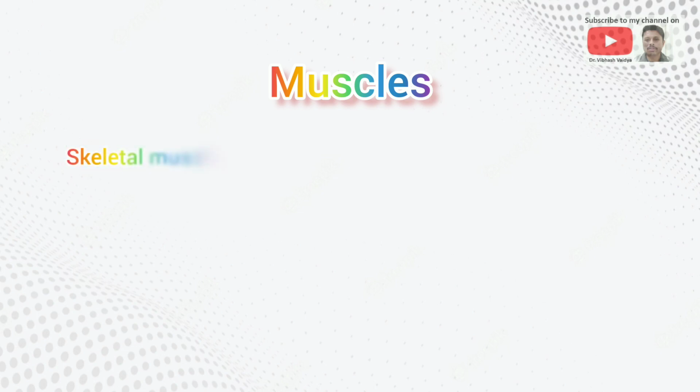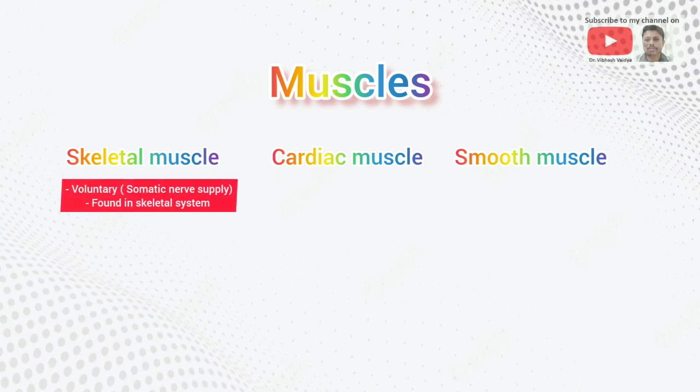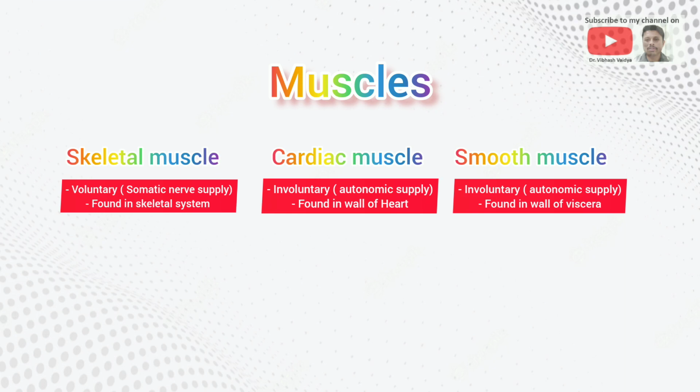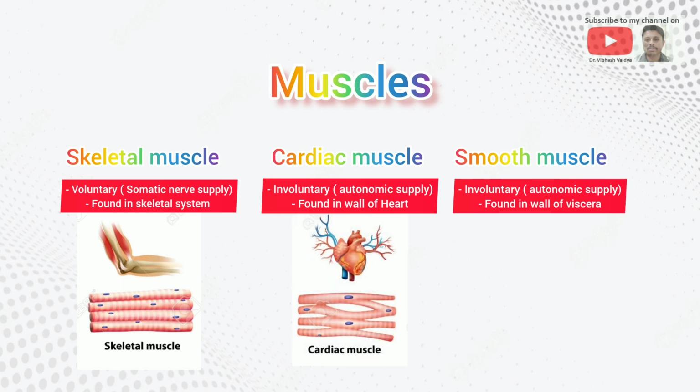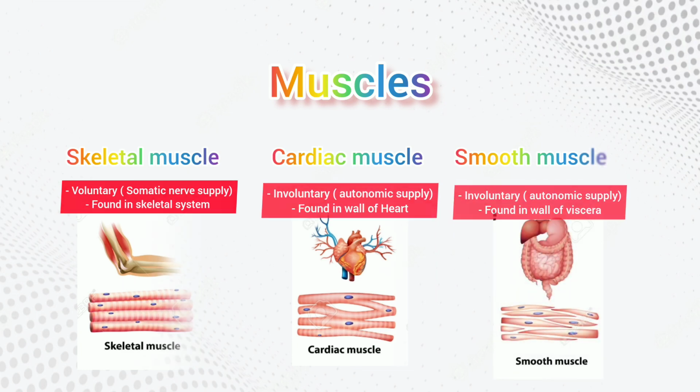As we have already discussed, muscle is subdivided into three types: the skeletal muscles, cardiac muscles, and the smooth muscles. The skeletal muscle is voluntary, and the cardiac and smooth muscles are involuntary. The skeletal muscle is found in the skeletal system, cardiac muscle is found in the wall of the heart, and the smooth muscle is present in the wall of the viscera.